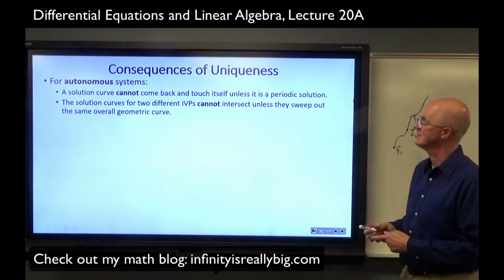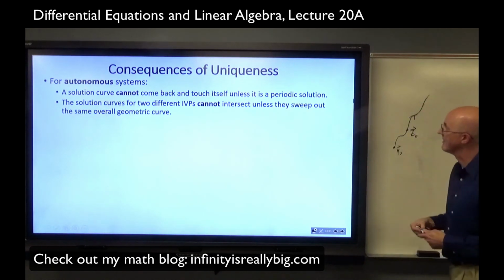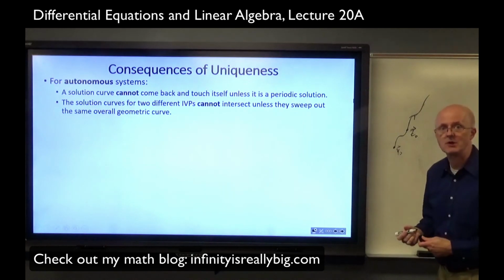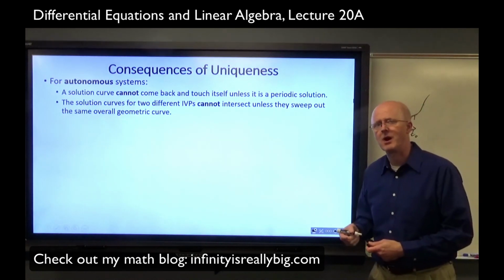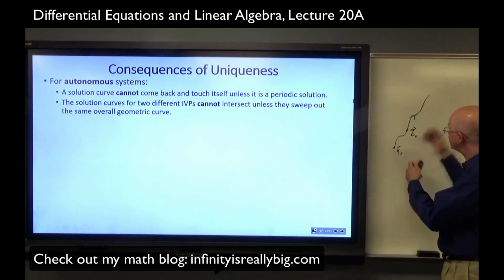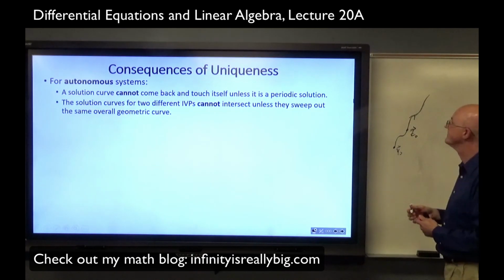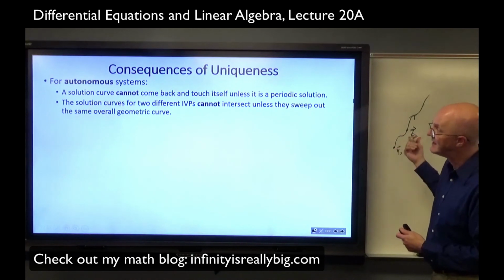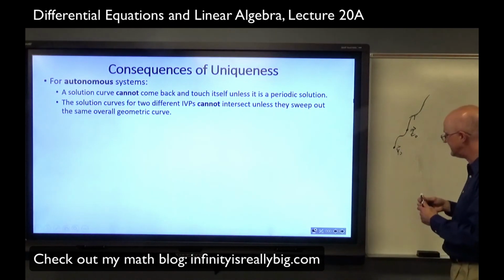That's the conclusion here. Because they can't intersect unless they happen to sweep out the same geometric curve. They solve different initial value problems. You're starting at different spots at time 0, but as time goes on, they sweep out the same curve, both as t increases and as t decreases, actually.